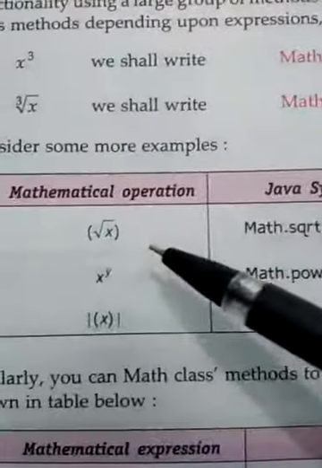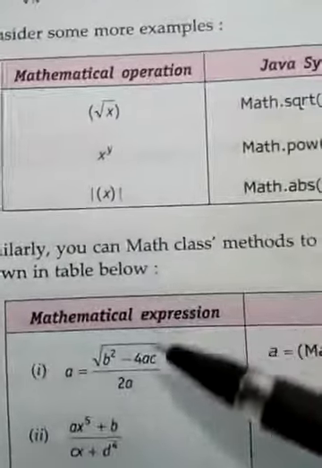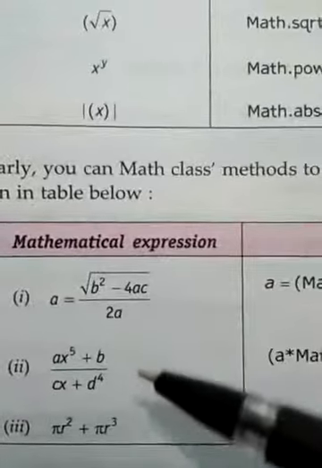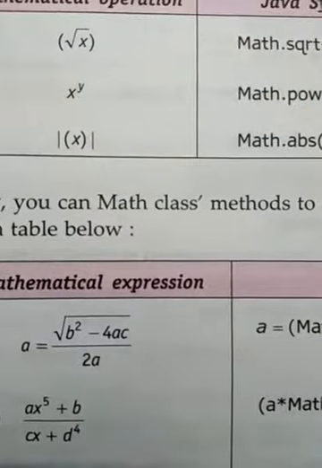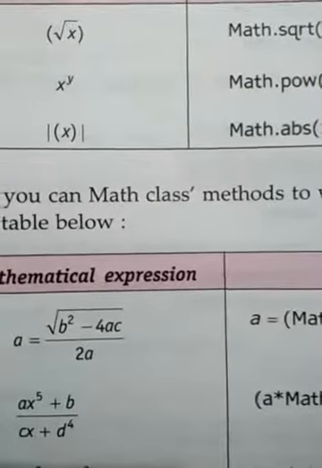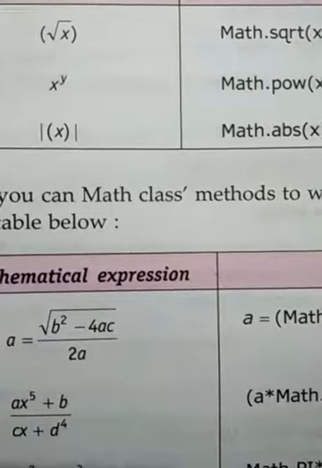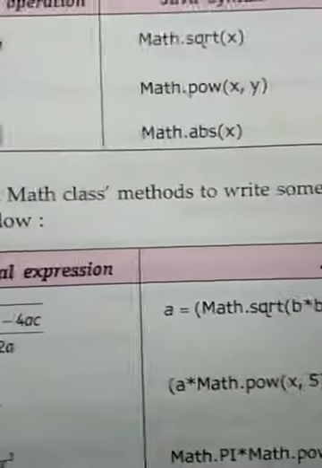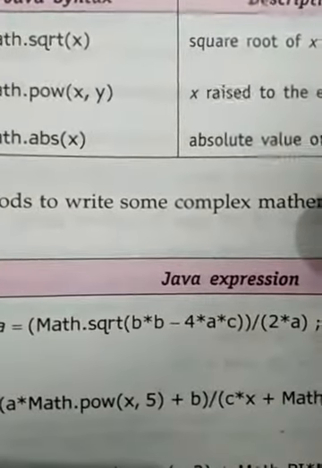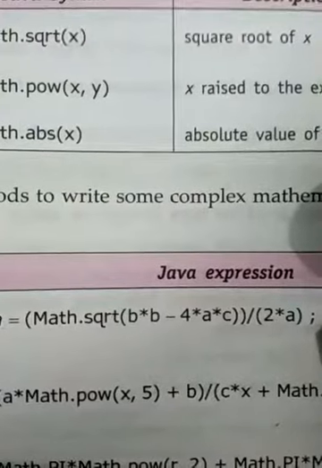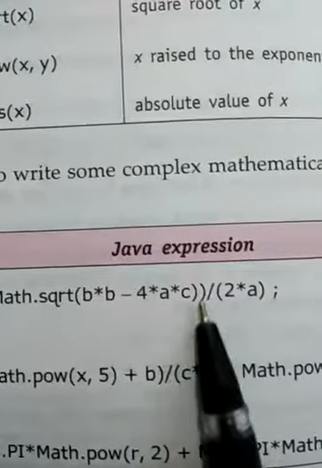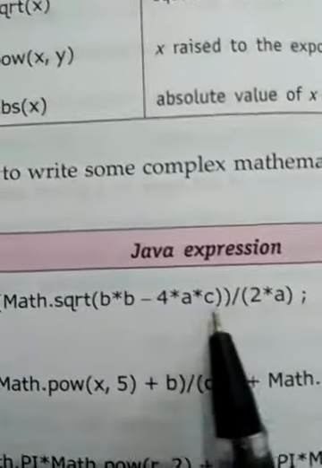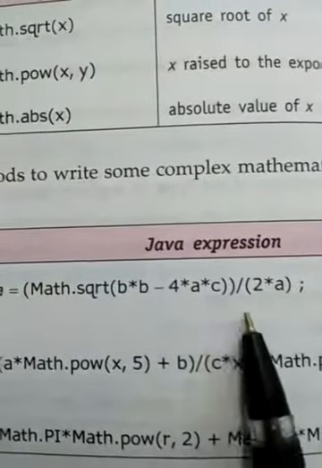Now these are the small mathematical operations. In the exam, this type of expression comes, and we have to convert: a equals minus b plus under root b square minus 4ac, the whole part divided by 2a. So we write a = Math.sqrt, b square will be b into b minus 4 into a into c, and the whole part we write inside the bracket. Then finally 2a, and 2a should be inside a bracket, otherwise the divide operation will be performed first, then multiply.